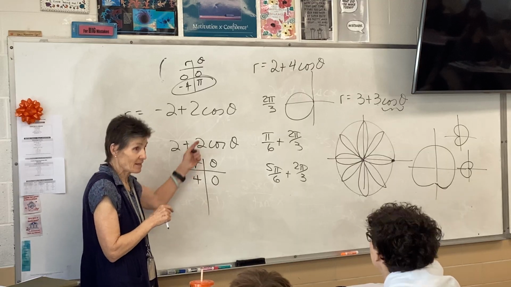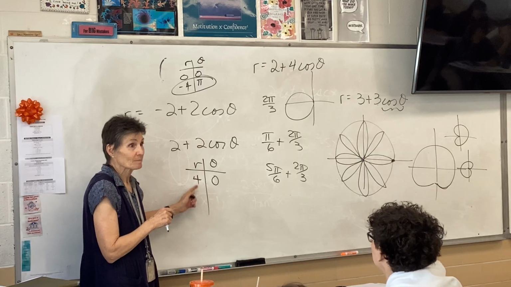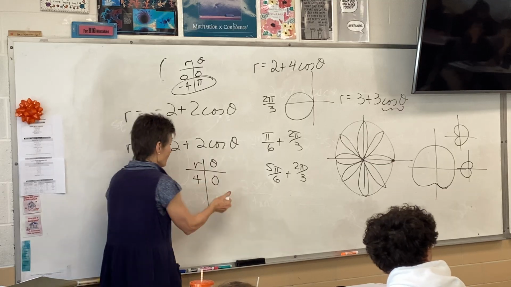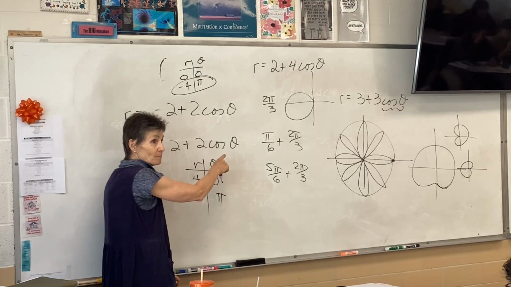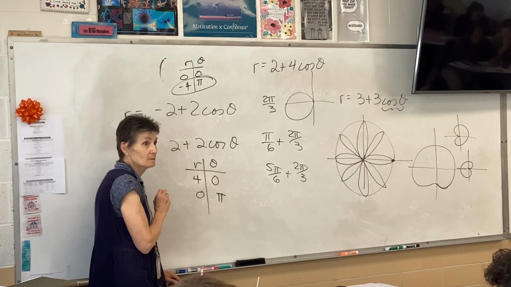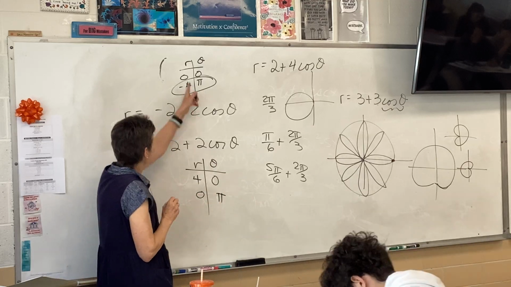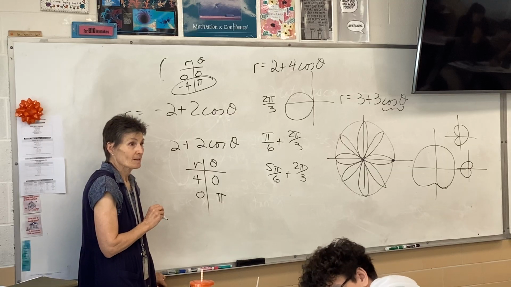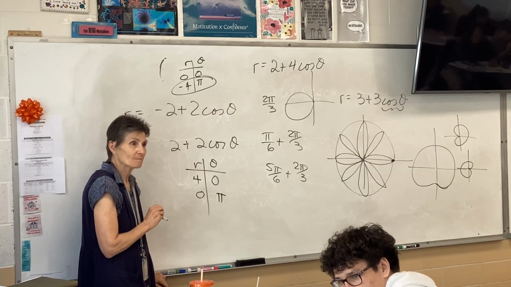So, they are the same equation. They are exactly the same equation. Because here, if I put pi in this one, I would get 0, which would be the same as the point 0, 0. It's weird, isn't it?